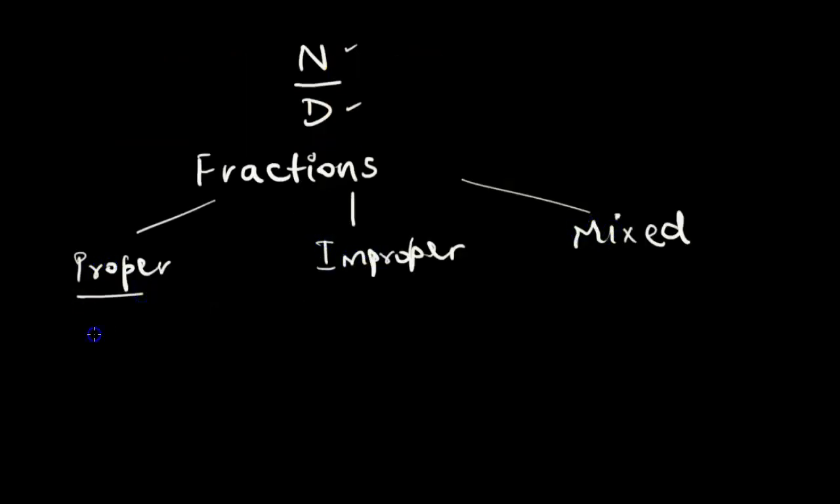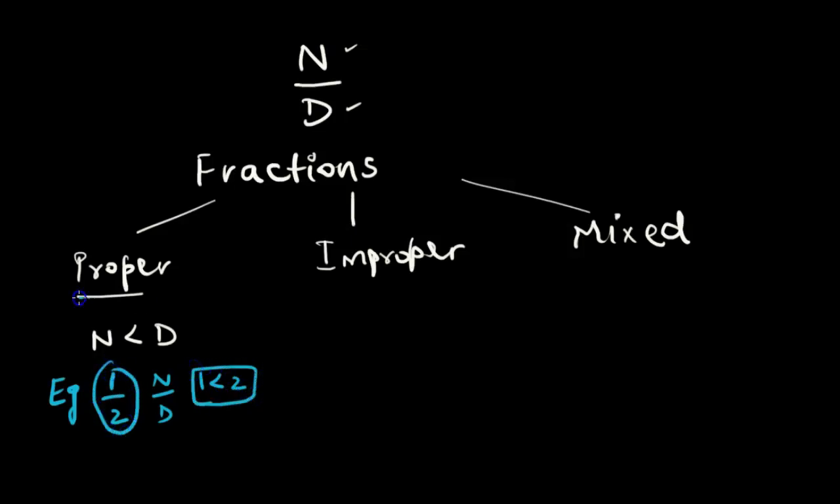Proper fractions are fractions where the numerator value is less than the denominator. An example is 1 over 2. We see 1 is the numerator, 2 is the denominator, and the value 1 is less than 2. Therefore, 1 over 2 is called a proper fraction.